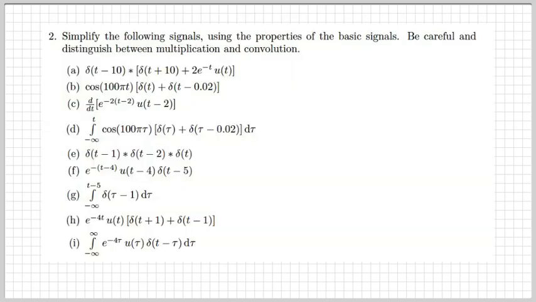Cool. Here's the second exercise we'll work out today. So we are given several expressions that we need to simplify. Basically, we need to make several calculations. Notice that some of them are convolutions, indicated with a star, and others are usual products, so usual multiplications.